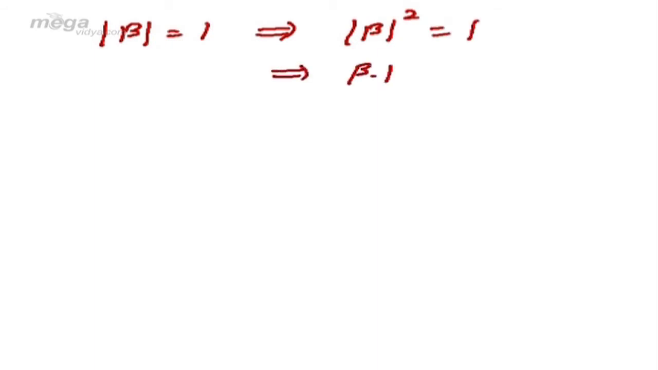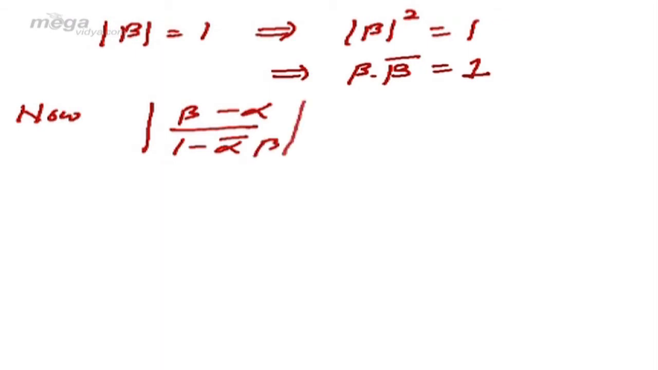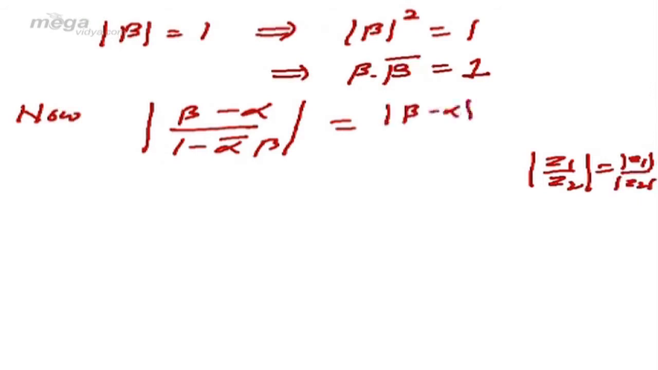We are given mod of beta is equal to 1. So mod of beta square will also be 1. This can be written as beta into beta bar is equal to 1. Now mod of (beta minus alpha) upon (1 minus alpha bar beta) can be written, by the properties of complex numbers, that is mod of z1 by z2 is equal to mod of z1 by mod of z2, as mod of beta minus alpha divided by mod of 1 minus alpha bar beta.